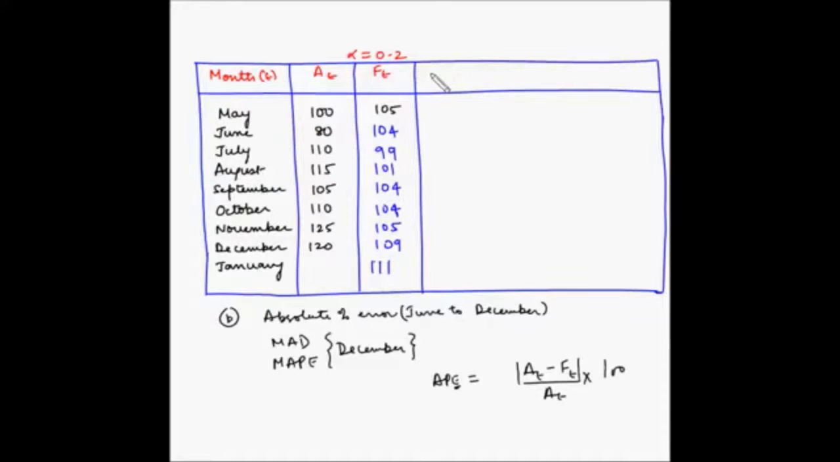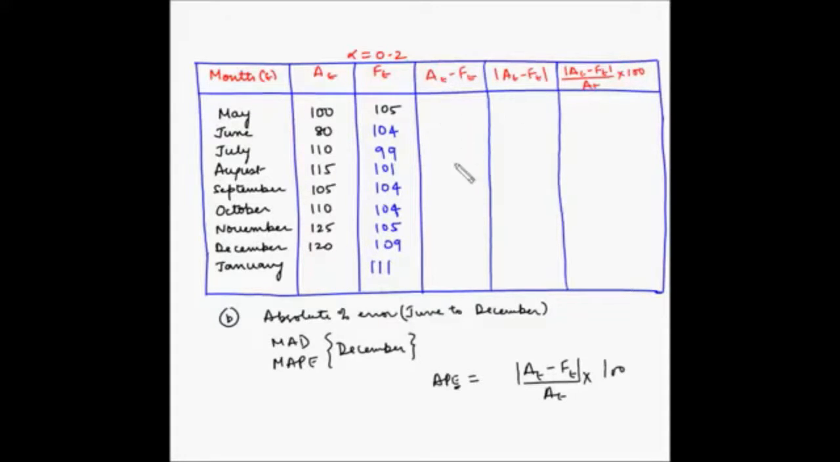So first let's find out the error, which is AT minus FT. Then we have to take the absolute value. So absolute value of AT minus FT, which is the error, and then we will find out the absolute percent error, which will be the absolute value of AT minus FT, divided by AT multiplied by 100.